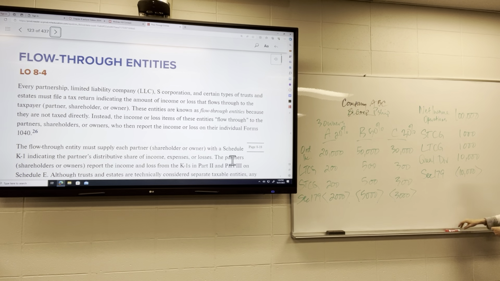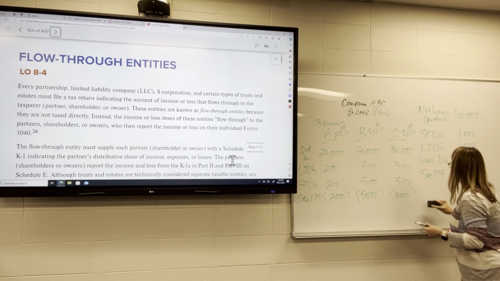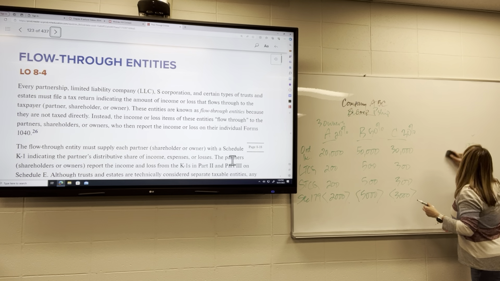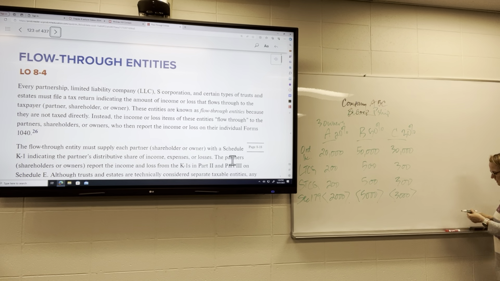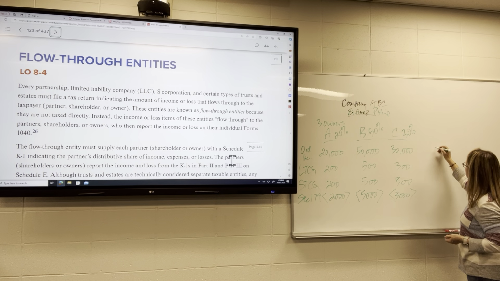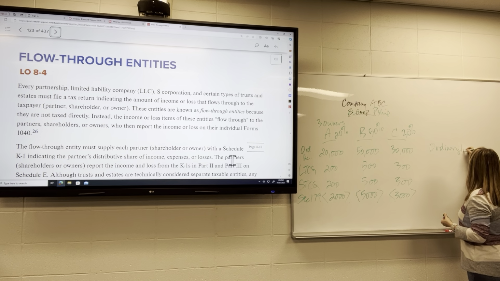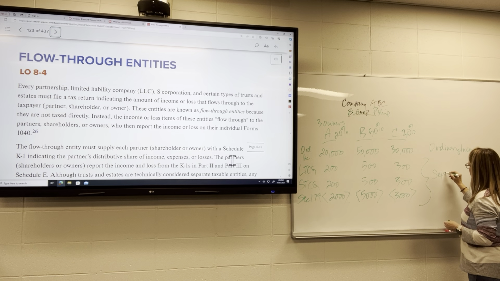These are called, so this is our ordinary income. All of these are referred to as separately stated items.